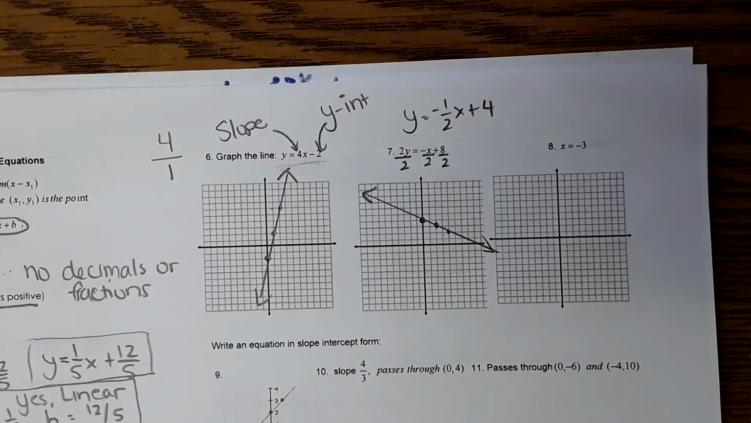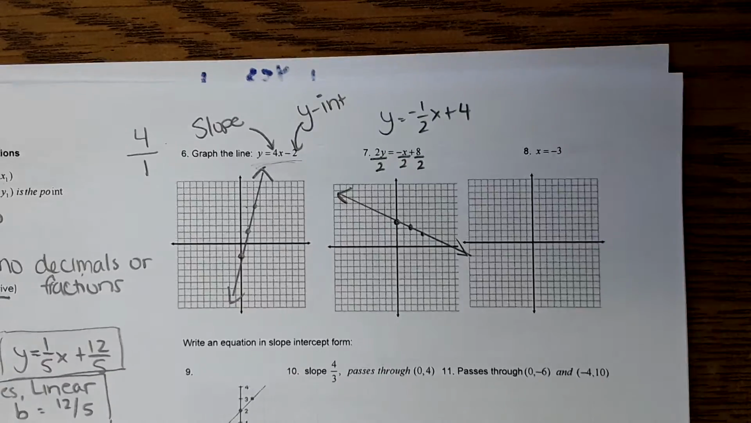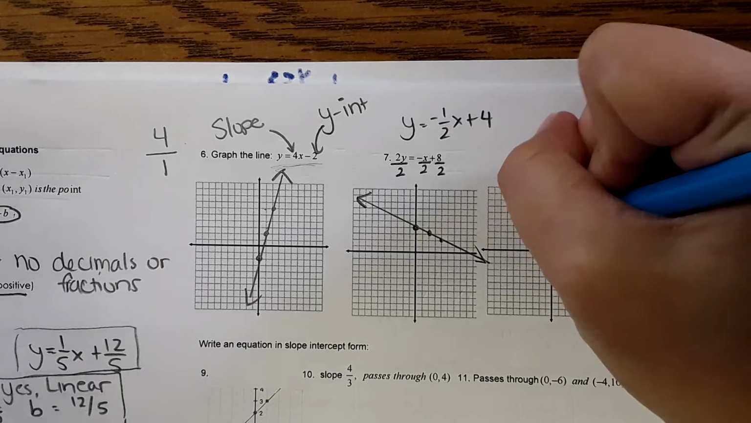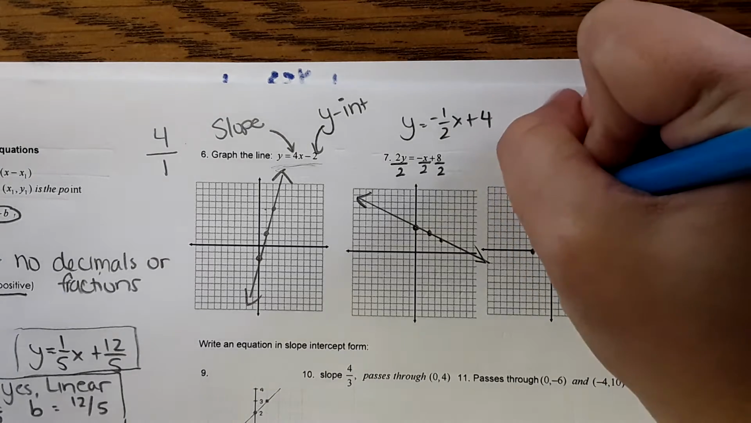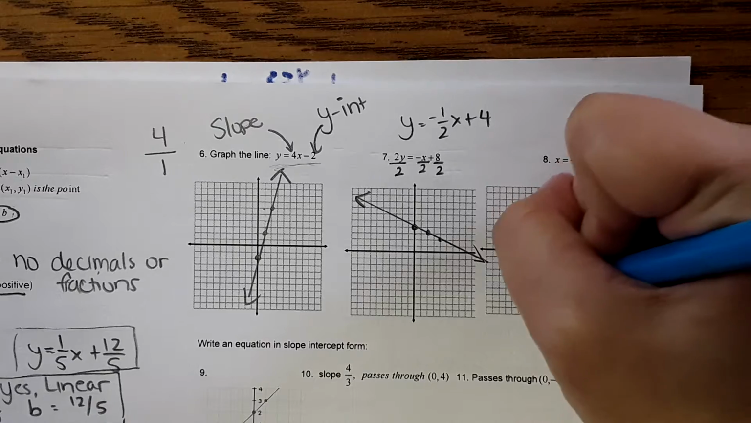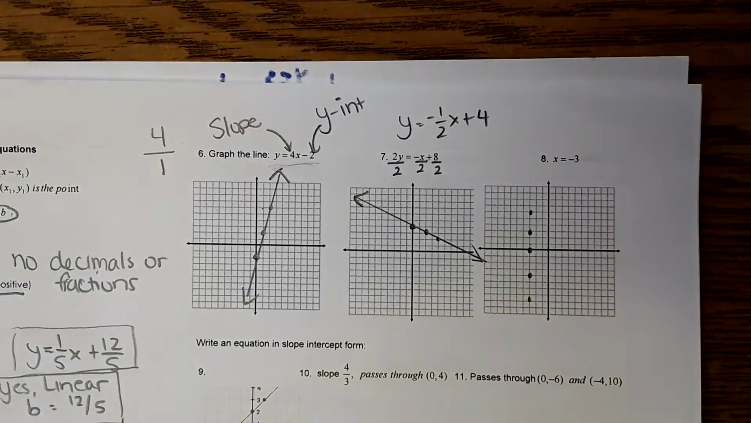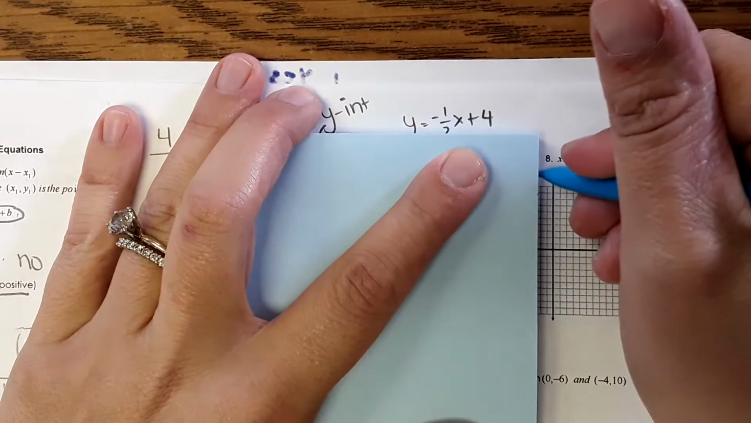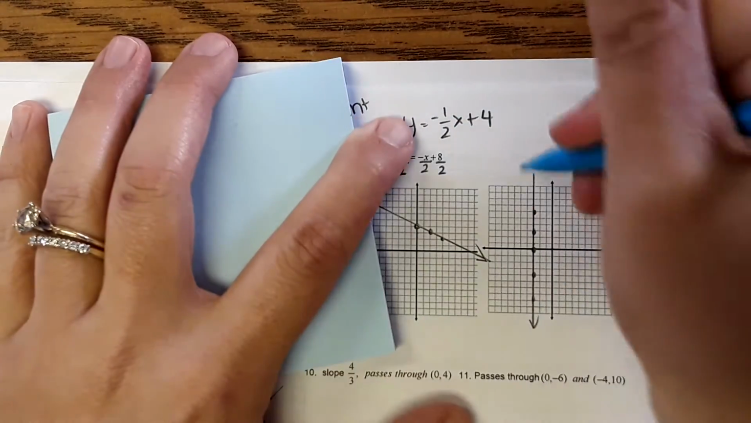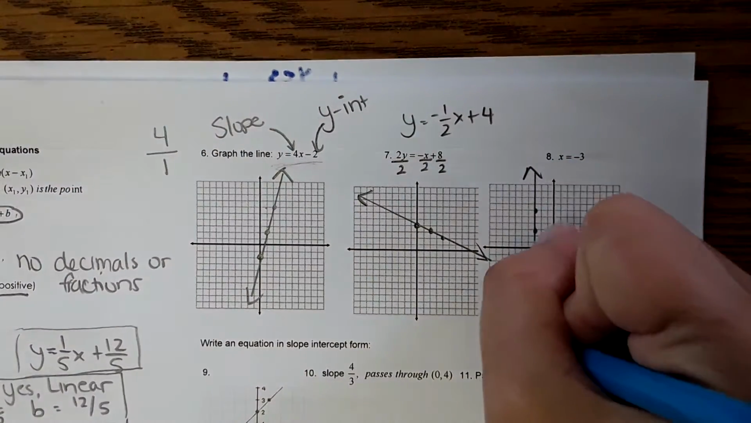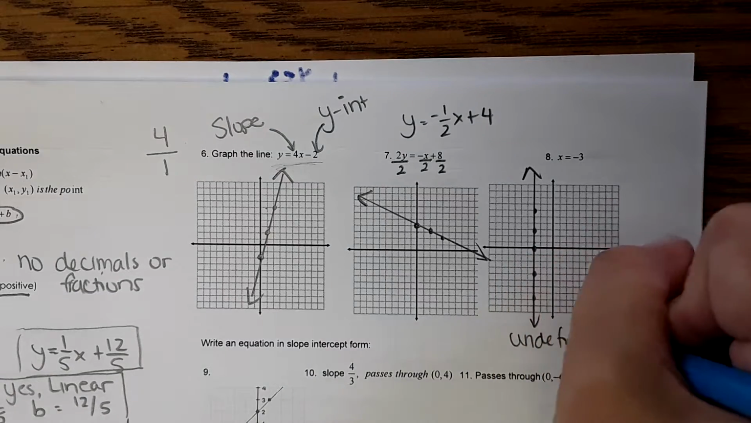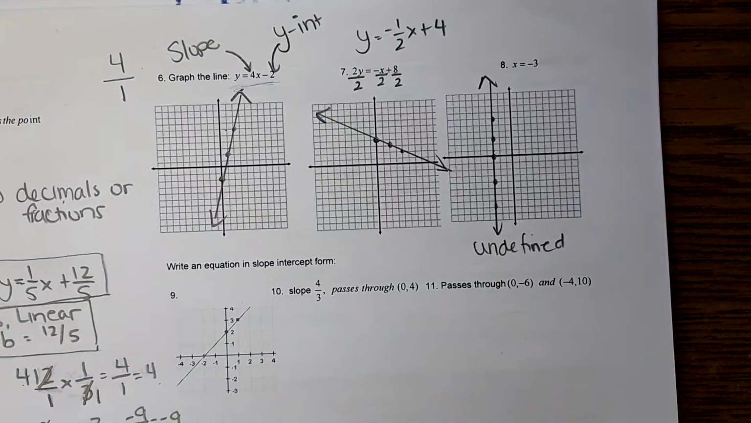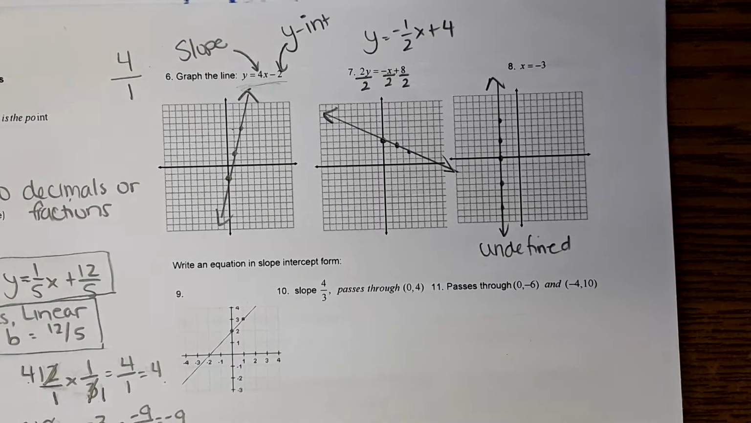And then number 8, x equals negative 3. So we plot a point at x equals negative 3 and maybe more points at x equals negative 3. X will always equal negative 3, so our line is just a vertical line. That's undefined. Correct. Good call. Yes, undefined. Why is that undefined? Because it's a vertical line.